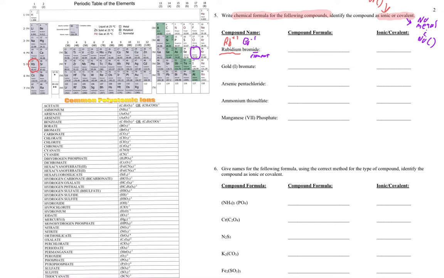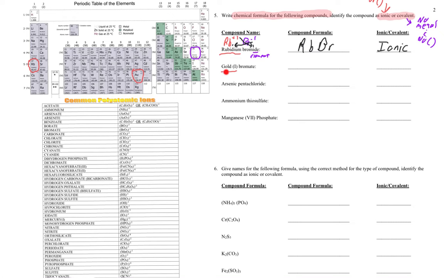Bromine is Br-1. Cross the charges. The one goes to the bromine, the other one goes to the rubidium. I get RbBr. This is ionic. Rb is a metal. Keep in mind, watch your capital letters. Capital letters are more important in chemistry than any other subject.